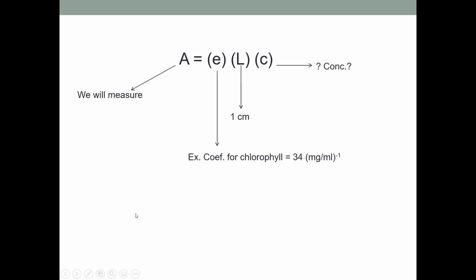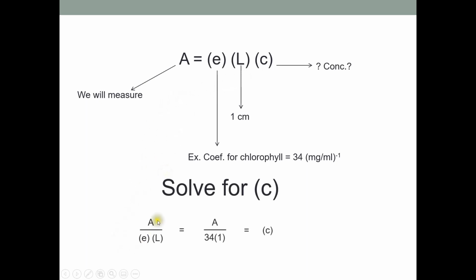So we solve this equation for C. If you divide both sides of the equation by EL, you get A over EL equals C, or A over 34 times 1, our path length. That's what makes 1 centimeter particularly handy. So A over 34 equals our concentration in milligrams per milliliter. That's what we'll ultimately be doing later on in the semester. Tomorrow we're just going to get used to using the spectrophotometers.